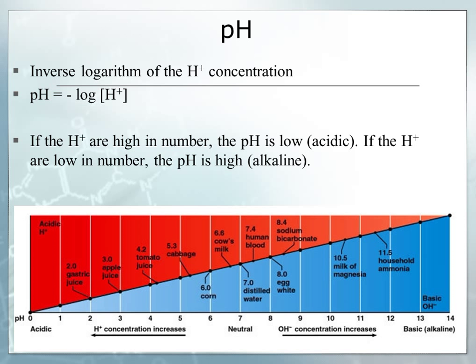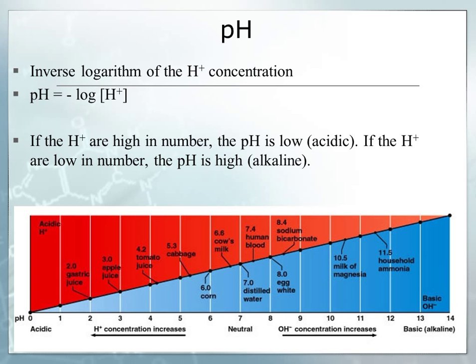The second thing you have to remember is this is a logarithmic scale, so it goes by multiples of 10. Your blood is going to be about 7.4. So if you go from 7.4 to 6.4, how many times more acidic is my blood? 10. If I go from 7.4 to 5.4, how many times? Here's the tricky part. It's 100. So it's 10 times 10. It's 10 times from 7 to 6, and then 6 to 5 is another 10.